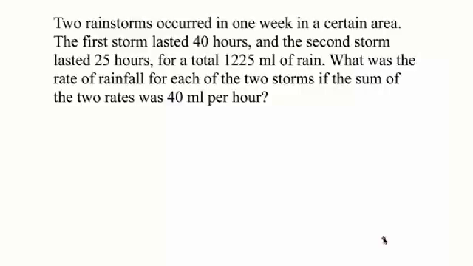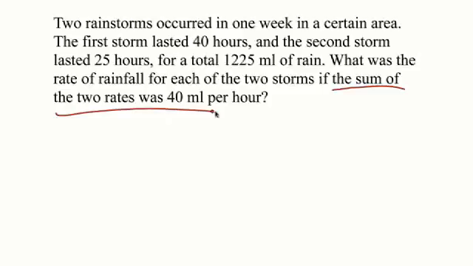All right. So this one says 2 rainstorms occurred in 1 week in a certain area. The first storm lasted 40 hours. The second storm lasted 25 hours for a total of 1,225 milliliters of rain. What was the rate of rainfall for each of the 2 storms if the sum of the 2 rates was 40 milliliters per hour? Again, this last sentence is what you want to start with.